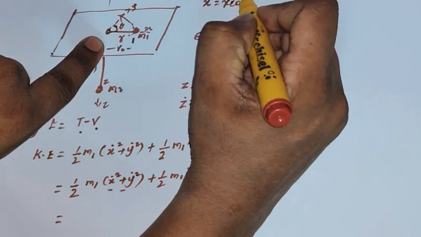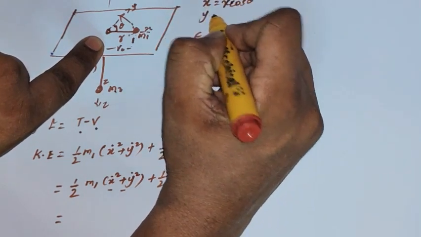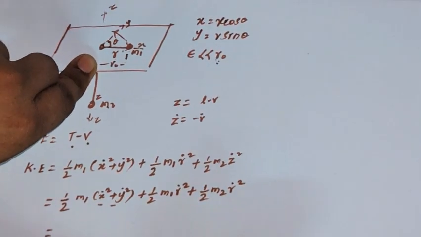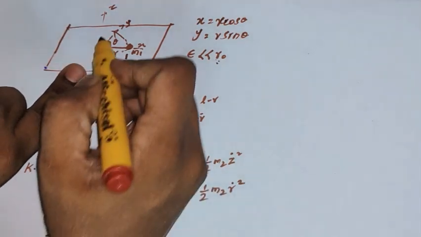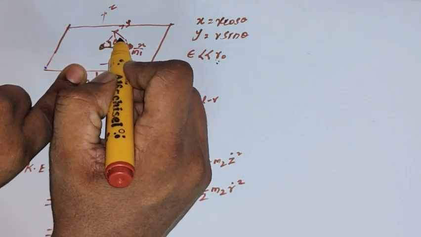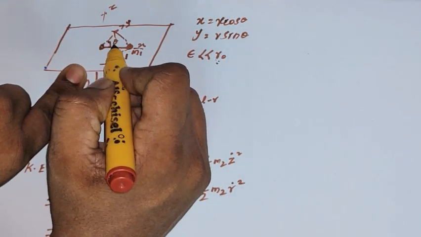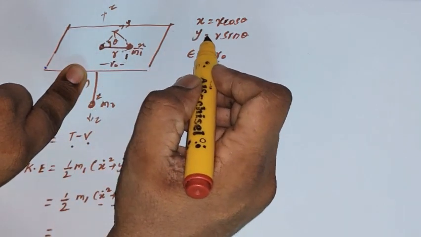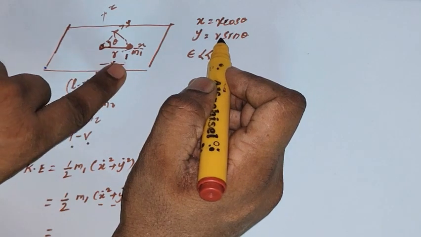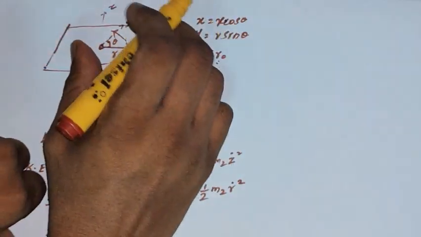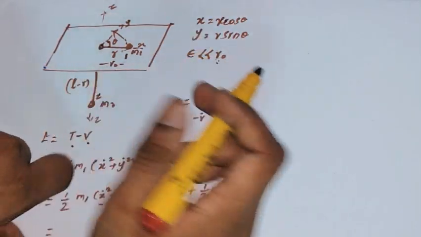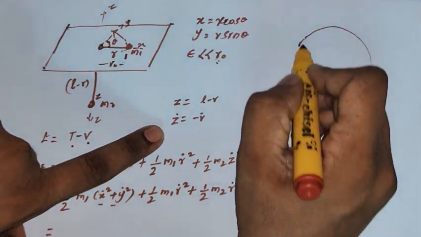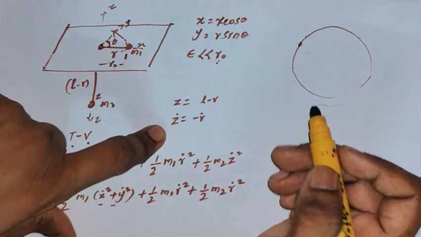So x equals r cos theta, y equals r sin theta, because the plane is making an angle theta with respect to the x-axis. The projection along x is r cos theta, and along the y direction, the vertical component, it's r sin theta. In general, suppose I'm projecting this circular motion, just think of the circular motion only of the mass m2.